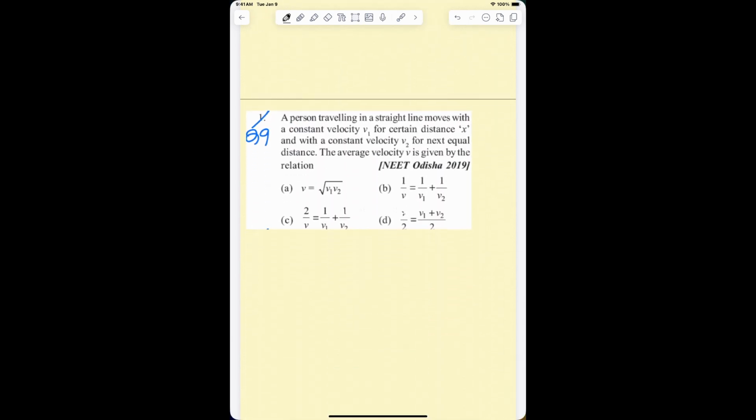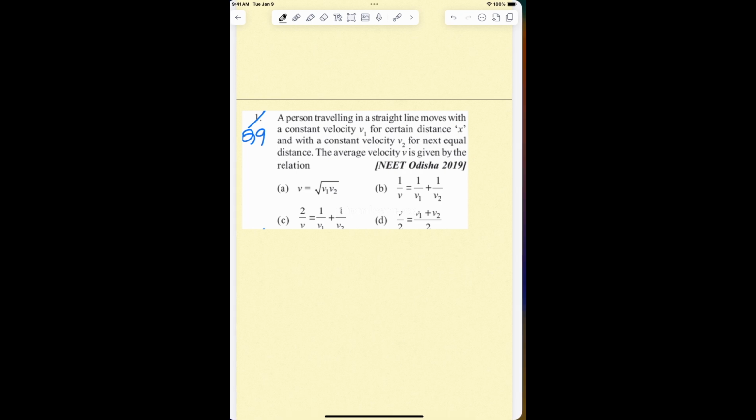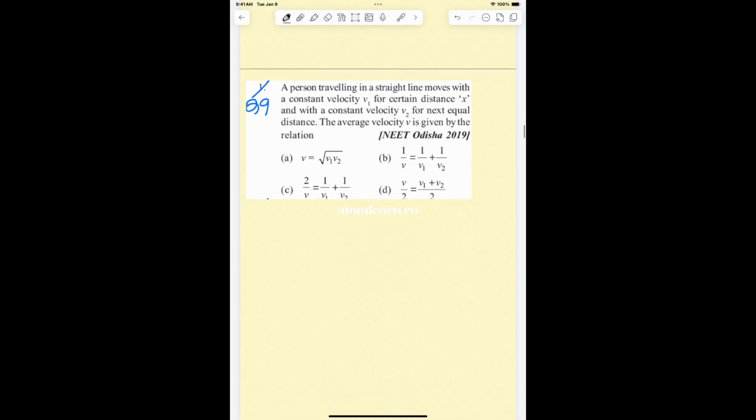A person traveling in a straight line moves with a constant velocity v1 for a certain distance x, and with a constant velocity v2 for the next equal distance. Therefore, equal distance, two values v1 and v2. Then what is the average velocity given by? It is given by 1/v equal to half of (1/v1 plus 1/v2). That means option C. Okay, next question.